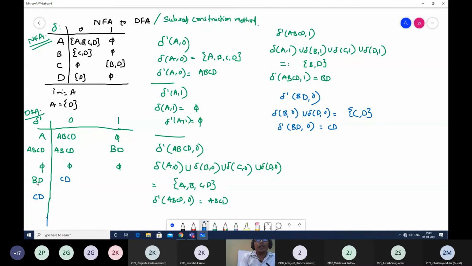But before that, I need to calculate BD comma 1. So let us first calculate delta dash of BD comma 1. For that, I'll use delta of B comma 1 union delta of D comma 1. B comma 1 is phi, D comma 1 is phi. So this will come out to be phi. And that's why delta dash of BD comma 1 is also phi.